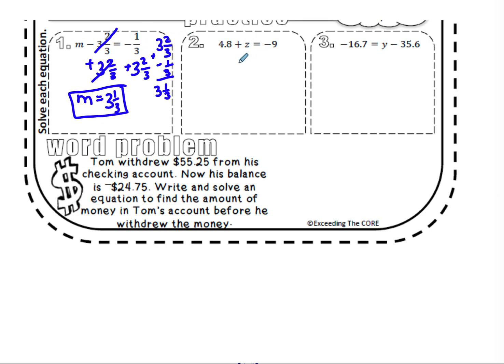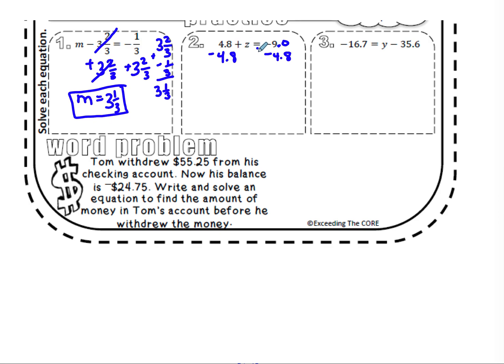Okay, let's take a look at this next one. 4 8/10 plus z equals negative 9. Okay, this is a positive number that's being added. We need to subtract 4 8/10 or add a negative 4 8/10, same thing, to both sides. Now over here I don't have a decimal to line up, so I'm going to add a decimal and a 0. Minus 4 8/10.